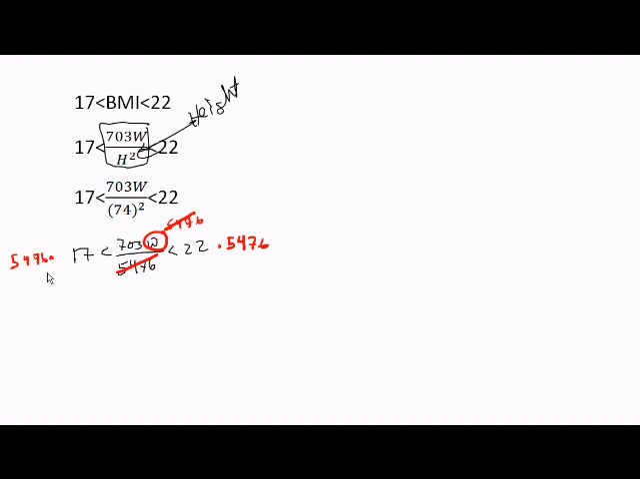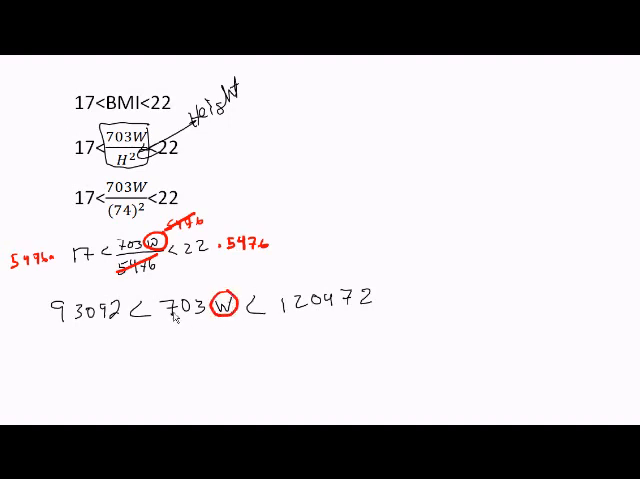So when I multiply 5476 times 17 on the left, I get 93092. Then we still have 703 times W. And then I want to look for 22 times 5476, and I get 120472. So we still don't have W in the middle by itself.